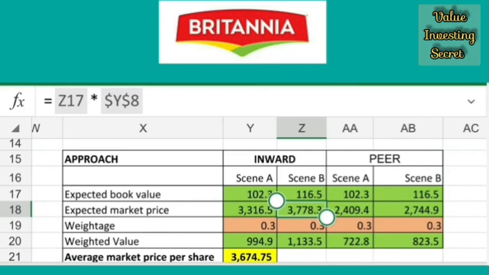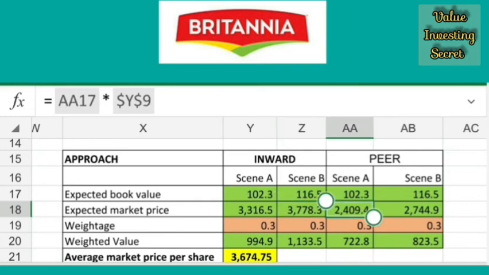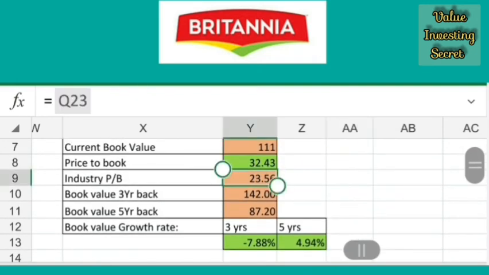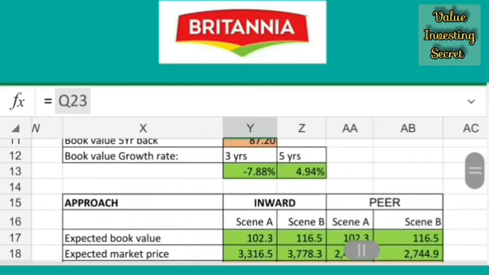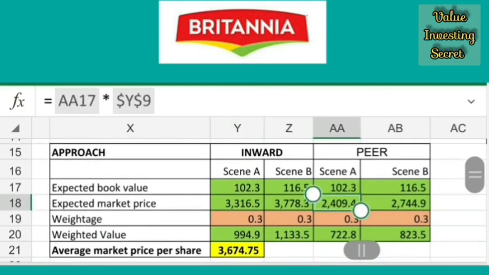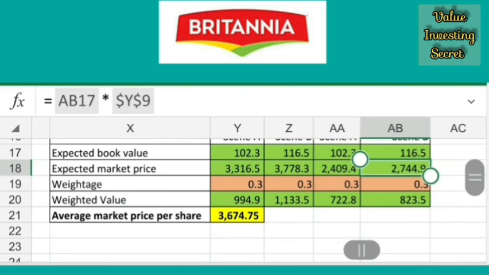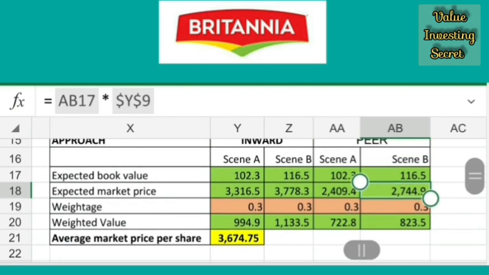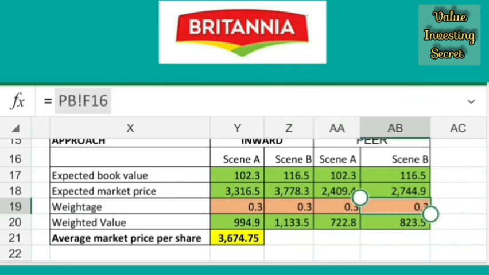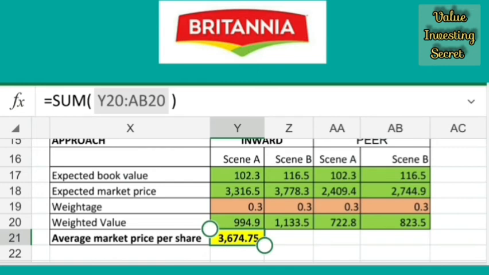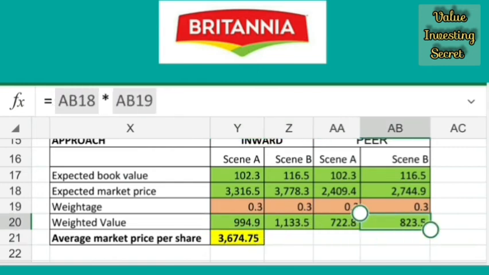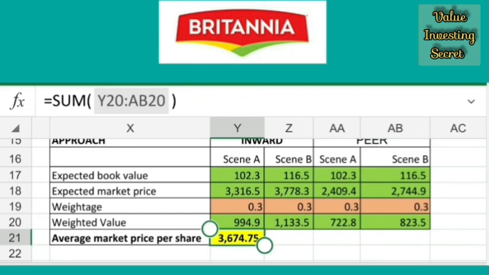The same formula is applied for scenario B. When I compare with the peers, we use the expected book value into the industry PB, that is the expected market price when compared with peers. So this is for scenario A and scenario B. Then I have given equal weightage for all these scenarios, that is 0.3, 0.3, 0.3. Then all these weighted values are added to get the total price. So these 4 values are added to get the final price.